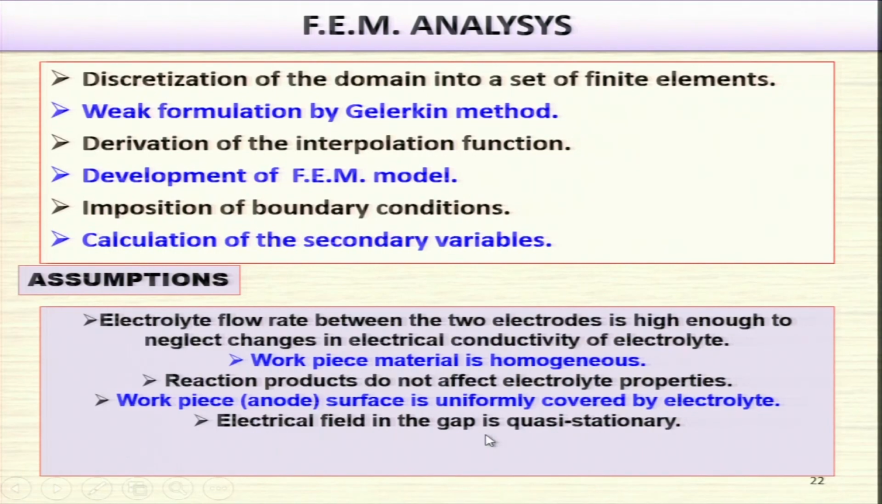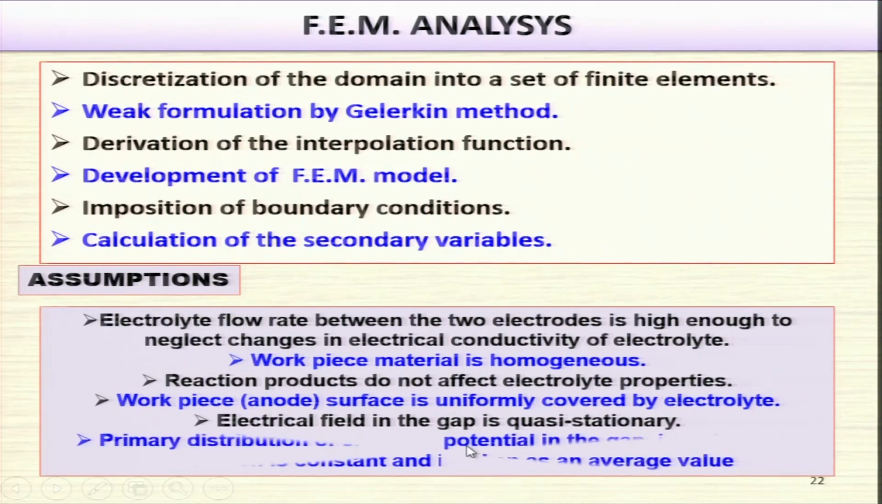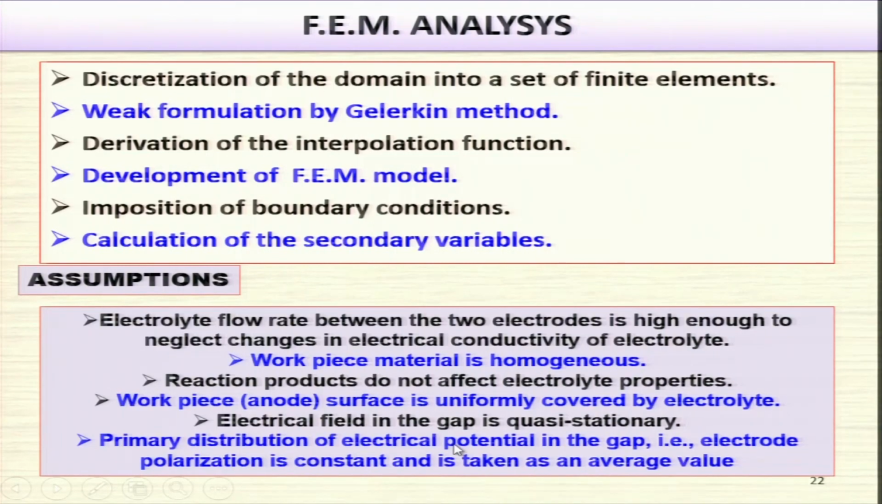Electrical field in the gap is quasi-stationary. Workpiece, that is anode surface, is uniformly covered by electrolyte, and primary distribution of electrical potential in the gap, that is electrode polarization, is constant and is taken as an average value. Now let us discuss selection of the variables for this particular work.